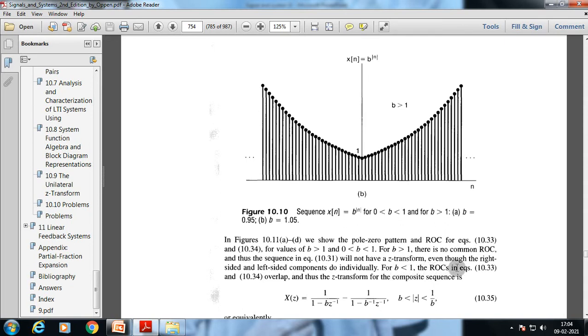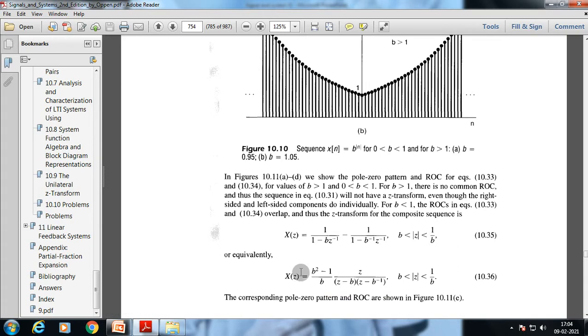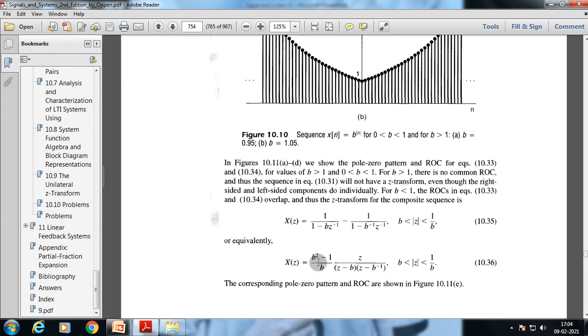For b less than 1, the ROCs in equations 10.10 and 10.34 overlap. Thus the Z transform for the composite sequence is X(z) = 1/(1 - b z^-1) - 1/(1 - b^-1 z^-1), for |z| greater than b and less than 1/b. Or equivalently, X(z) can be rewritten as (b^2 - 1)/b times z/((z - b)(z - b^-1)), for |z| greater than b and less than 1/b.